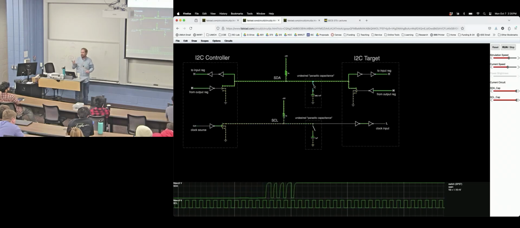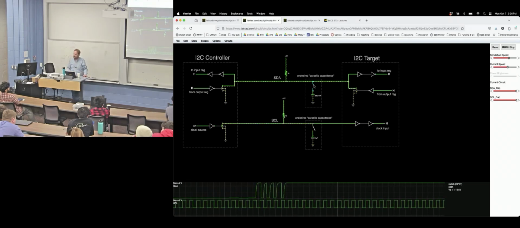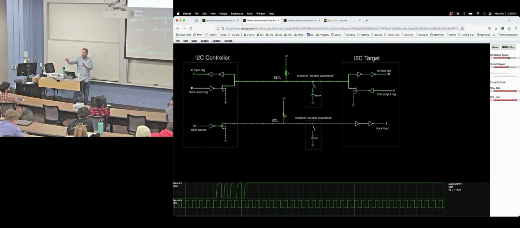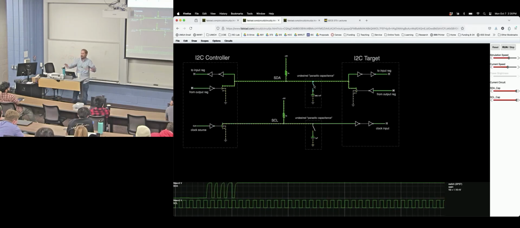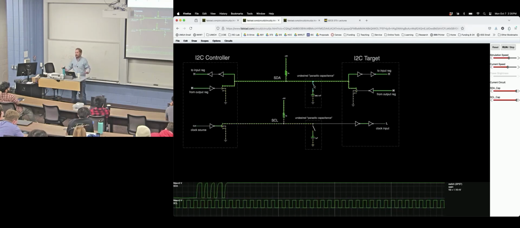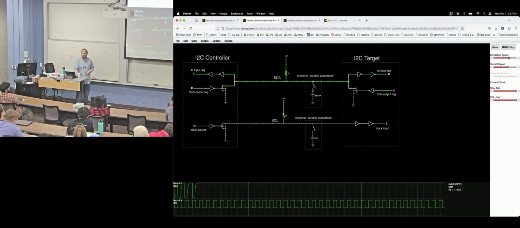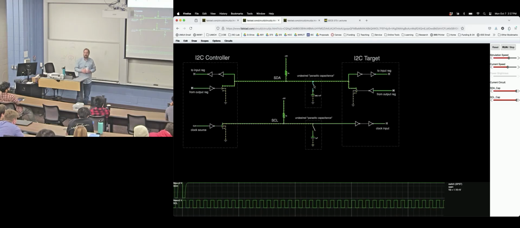So wouldn't you need some sort of extra lines to communicate when the target should be expecting input versus giving output? No. But there's a protocol on top of this. We're just down at the signaling layer. But yes, there has to be some agreement of it's your turn to talk or my turn to talk. Yes. But we're going to do that a slightly different way. What other questions do we have?